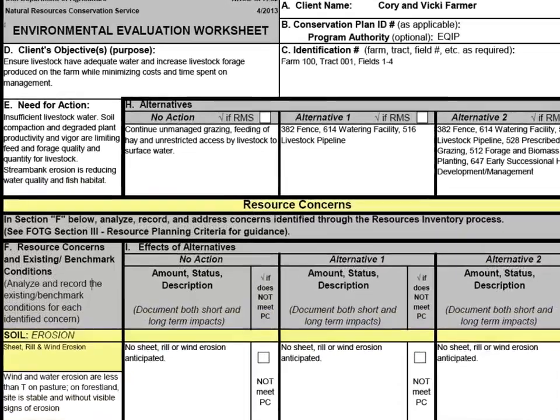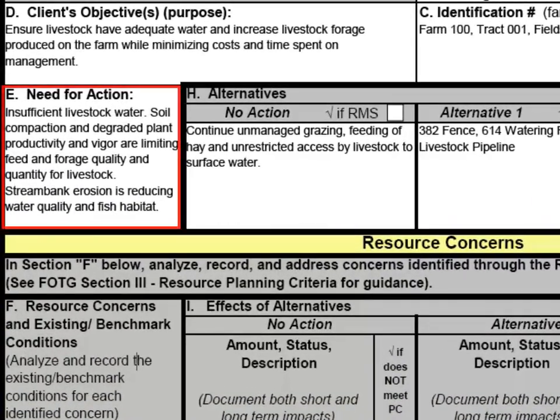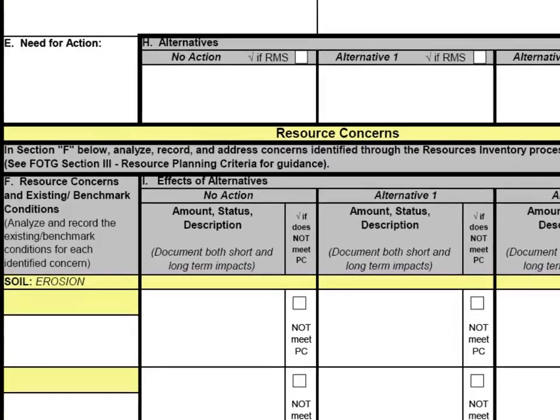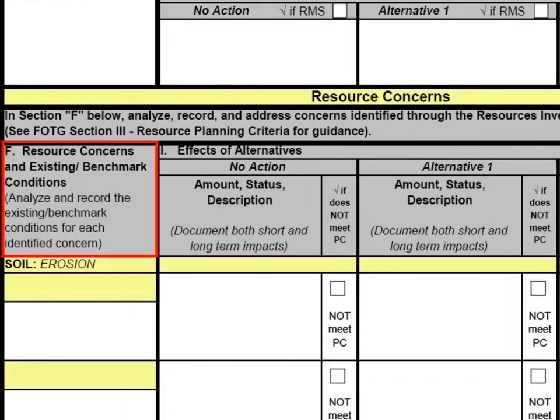There is a need for action because there is not always enough water for Mr. Farmer's livestock, and soil compaction and degraded plant productivity are limiting the amount of livestock forage on his pasture. In addition, stream bank erosion from the cattle having access to the stream has reduced water quality and fish habitat. Now we move down the form to Section F, Resource Concerns and Existing Benchmark Conditions.